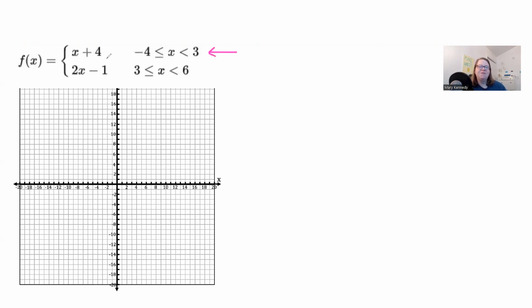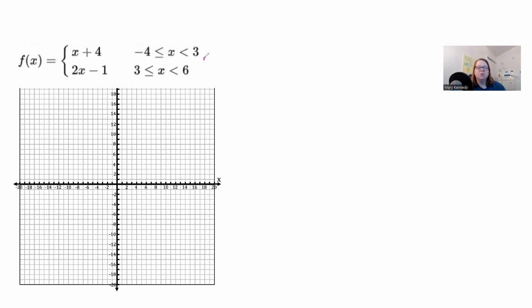This is saying that from -4 to 3 on the x-axis, and that includes -4 because it's less than or equal to, and up to 3, but not including 3 because it's just less than on that part. Anyway, between those two values, the value of y, because f of x means what y value, is x plus 4. So whatever your x value is, add 4, that's what your y value is. But starting at 3 and going to 6, it has a different value. It changes.